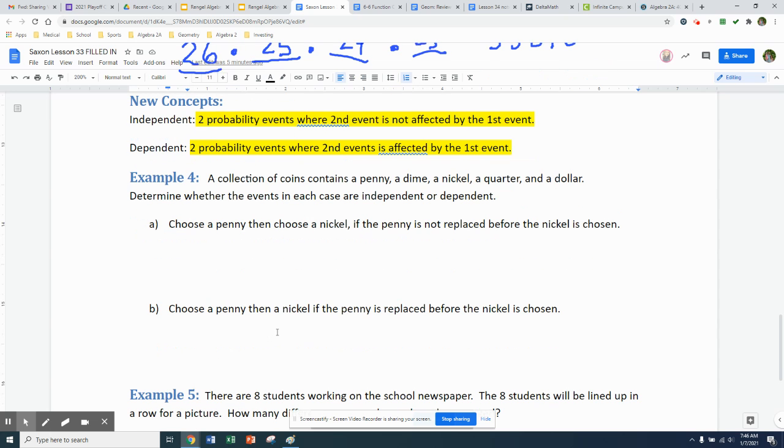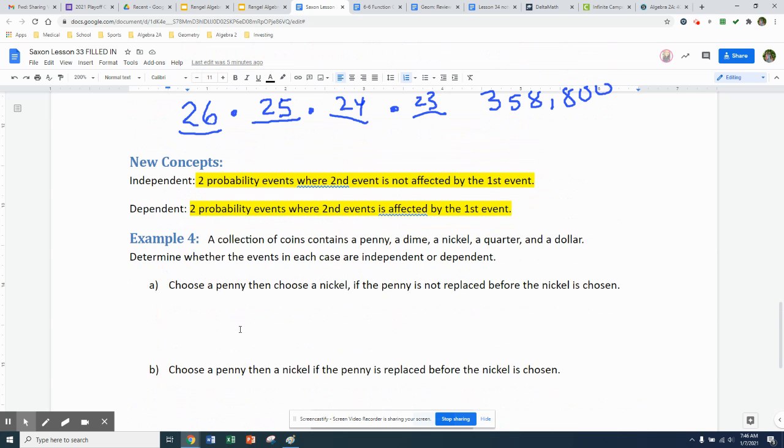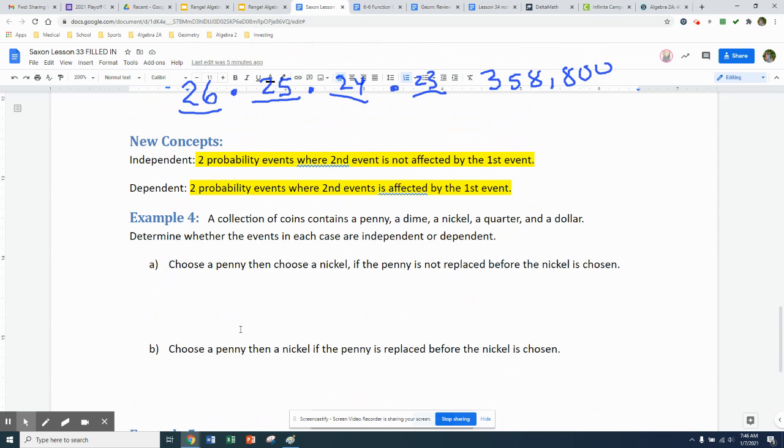Last thing we're going to talk about with probability, we'll do example 5 quick. That one won't take long. Independent is 2 probability events where the second event is not affected by the first event. And what we need to understand here is that your sample space is unchanged.